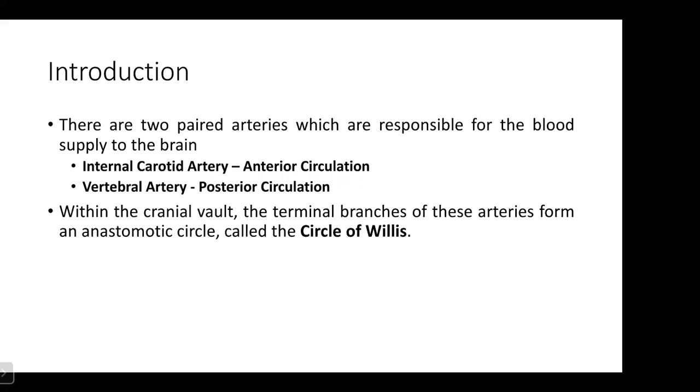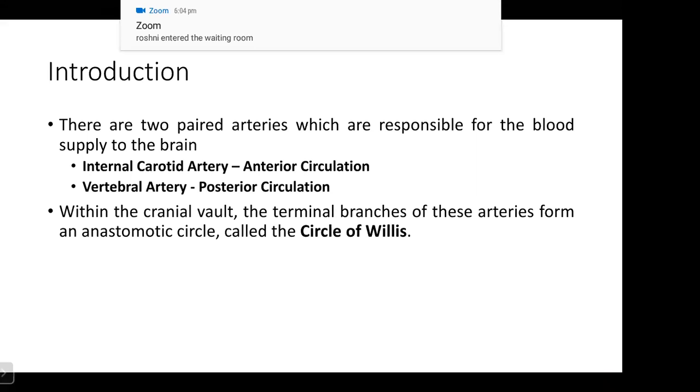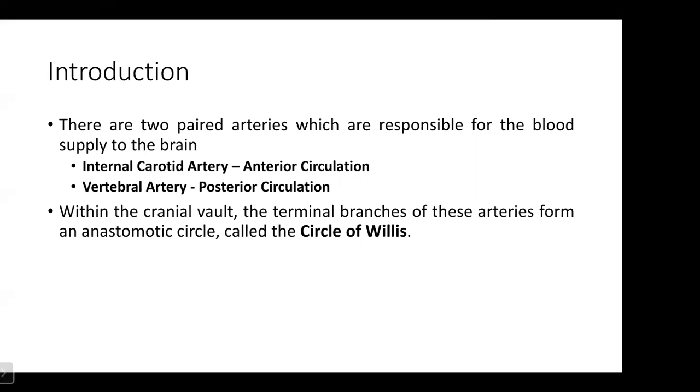There are two paired arteries which are responsible for blood supply. The first is the internal carotid artery, which is anterior circulation, and the second one the vertebral artery, which forms the posterior circulation. Within the brain, the branches of these arteries form an anastomotic circle called the circle of Willis.